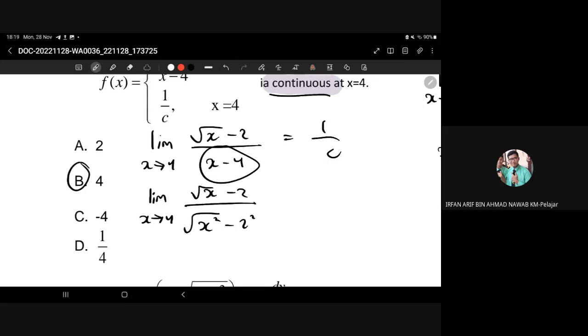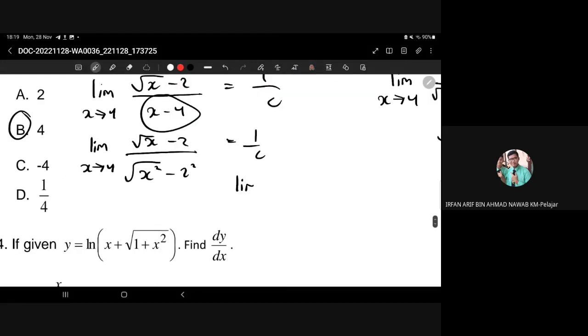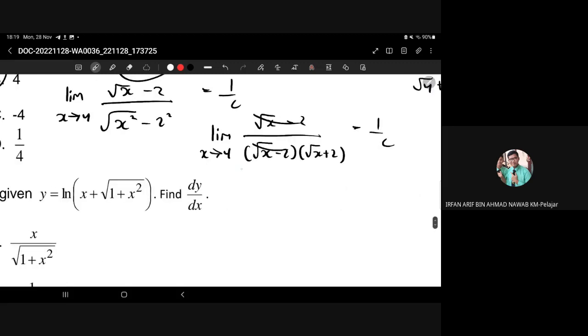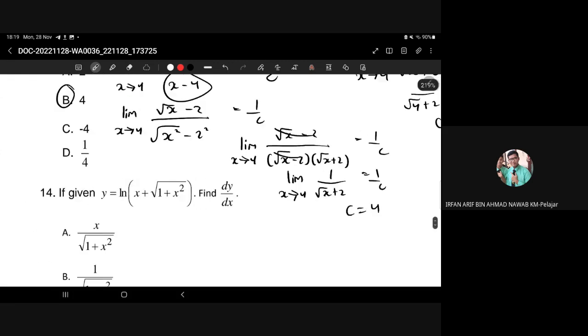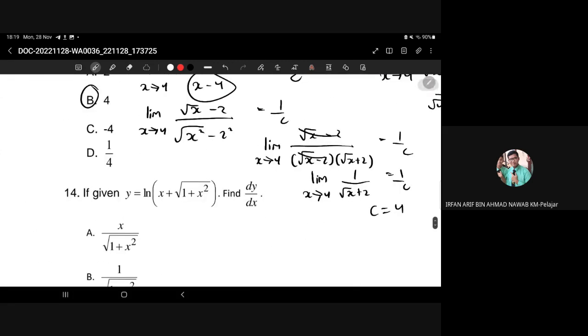So from here, you could factorize the denominator and you will get limit as x approaches 4 of square root of x minus 2 over square root of x minus 2 times square root of x plus 2, which is equal to 1 over c. You could factorize this function, no problem. You will get limit as x approaches 4 of 1 over square root of x plus 2, and you should get the same answer, which is 4.